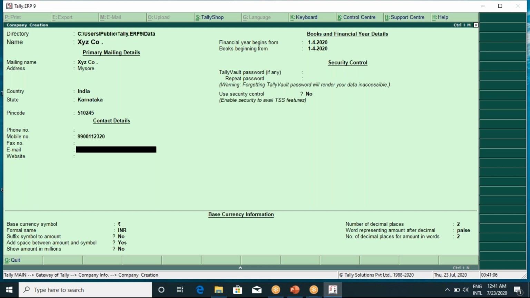Any fax are there, fax number, and XYZ mail ID, you should be entering your mail ID here, and book financial year commence with the same year, 1/4/2020. 1/4/2020 financial year and book beginning year, it is both are same. Okay, next enter and save.